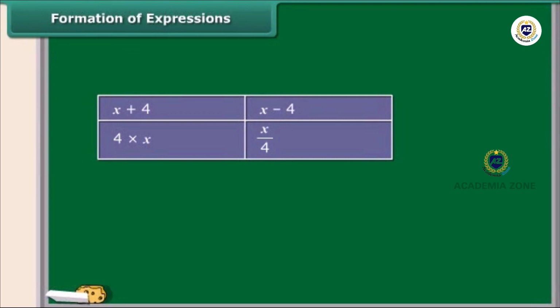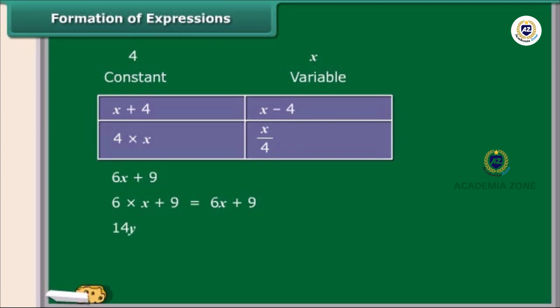Algebraic expressions are formed by combining variables and constants with the help of addition, subtraction, multiplication, and division. Let us see how the algebraic expression 6x plus 9 is formed. It's really simple. First multiply variable x with constant 6. Then add a constant 9 to the product. Similarly, 14y minus 30 is obtained by first multiplying y by 14 and then subtracting 30 from the product.